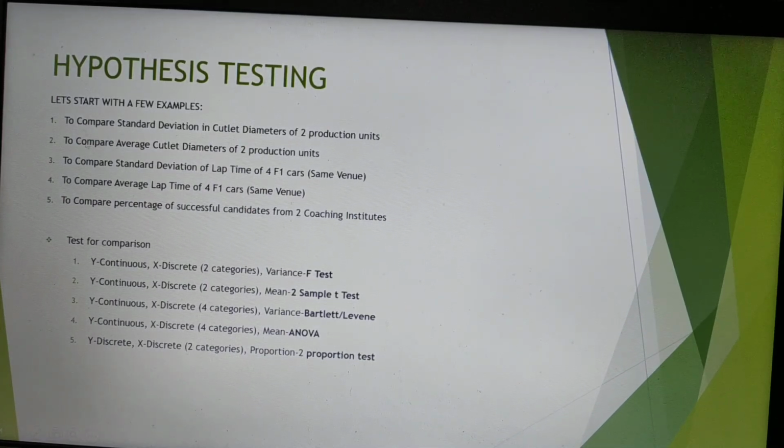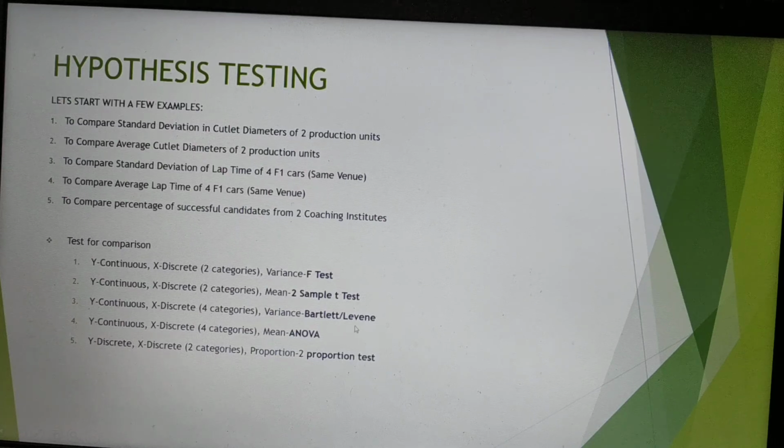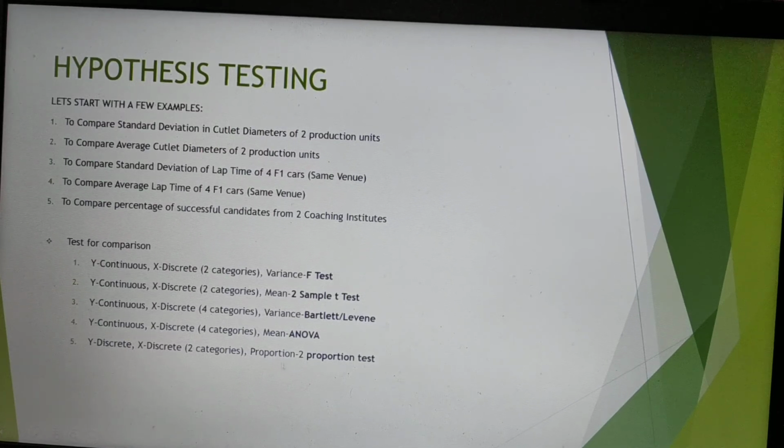For the first one, the test to be performed is F test. For the second one, where we are comparing average cutlet diameters, it is 2 sample t test. For the third one, it's Bartlett or Levene based on the normality requirement. For the fourth one, where we are comparing average time for more than 2 categories, it's ANOVA.